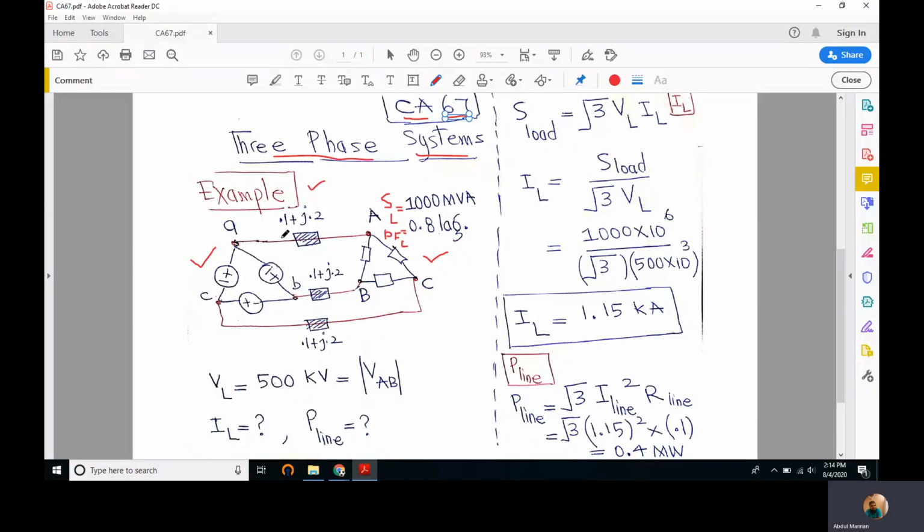Right. The line parameters are 0.1 plus J 0.2 ohms. This means a resistor of value 0.1 ohm in series with an inductor having inductive reactance 0.2 ohms. This box can also be drawn like this. A resistor in series with an inductor. The value is 0.1 ohm for the resistor, and the inductive reactance of the inductor in series is J 0.2 ohms. Right, so these are all ohms.